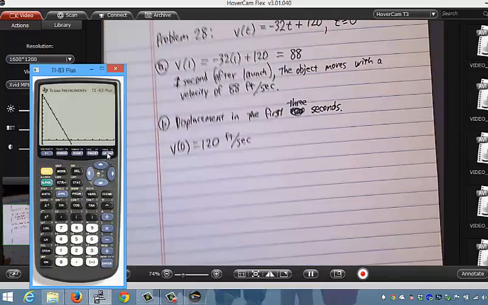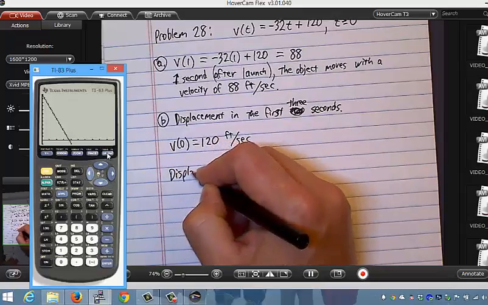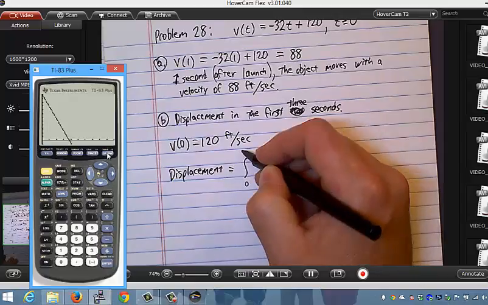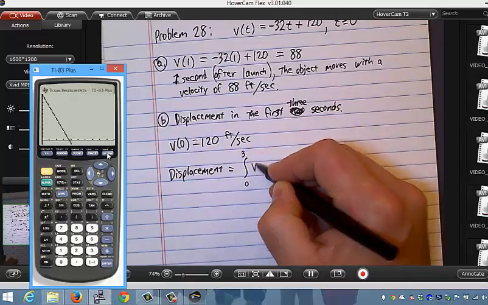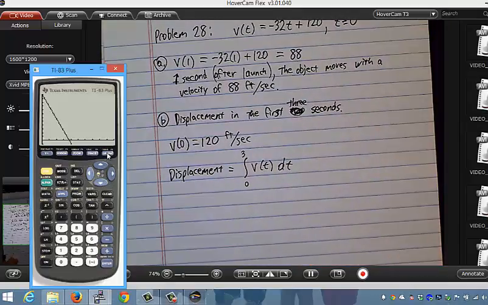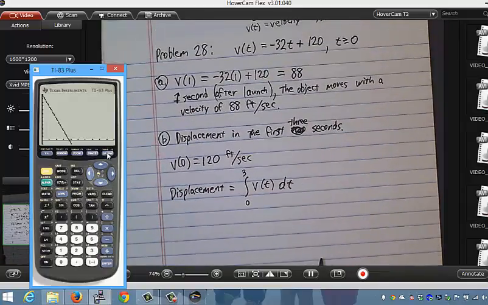Well, do you know? My displacement will be the integral from 0 to 3 of v of t dt. That's all I have to do. Why is that? Well, let's compute it first of all, and then we'll talk about why it is. So, hey, here we go. Got my calculator. Choice 7, lower limit 0, upper limit 3.